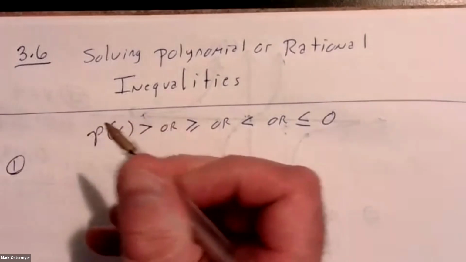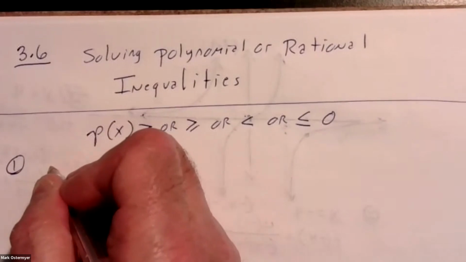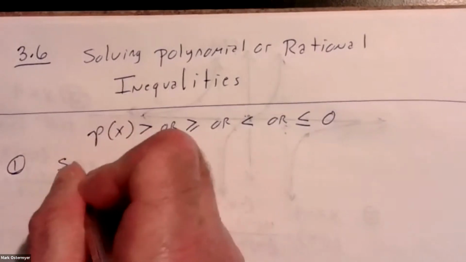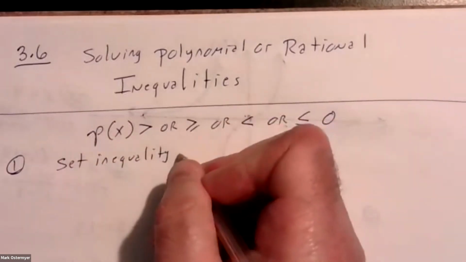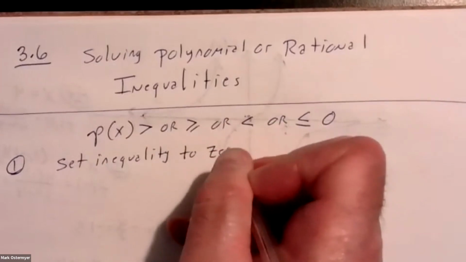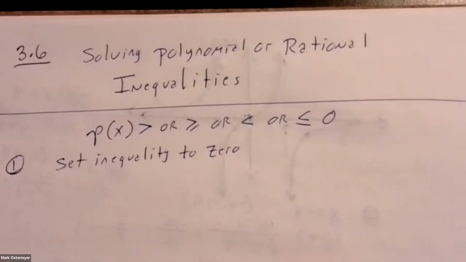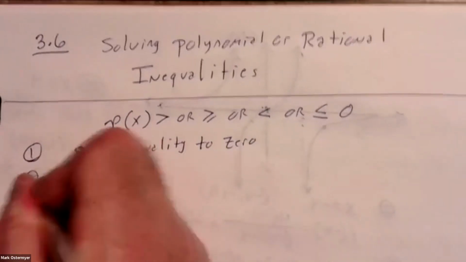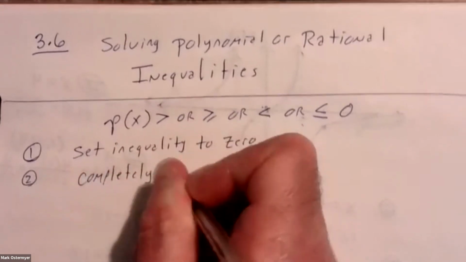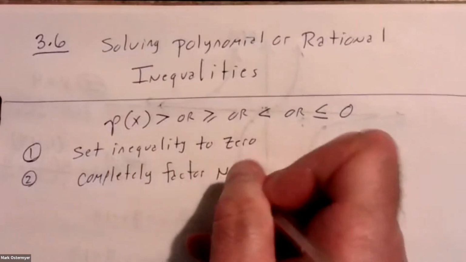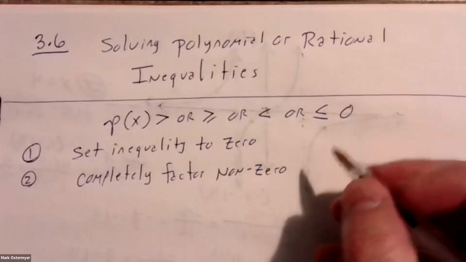Step number 1. You want to get your inequality set to 0, okay? So you want to set the inequality to 0. That means you want to get 0 on one side. So you may have to do some algebra to accomplish that. Step number 2, then you want to completely factor the non-zero side. And this is where your factoring of polynomial skills comes back to visit you. Completely factor the non-zero side.